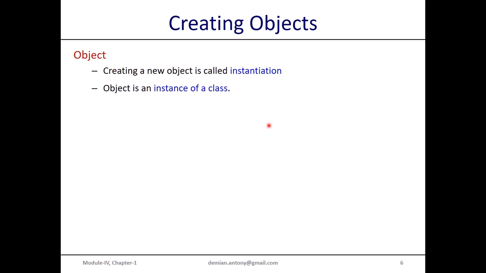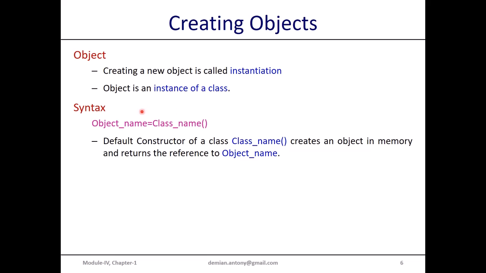How to create objects of a class in Python? We know that an object is an instance of a class, and the process of creating the objects from a class is called instantiation. And the syntax in Python uses a simple assignment statement which takes the form object name equal to the class name with open and close parenthesis. This is a default constructor.